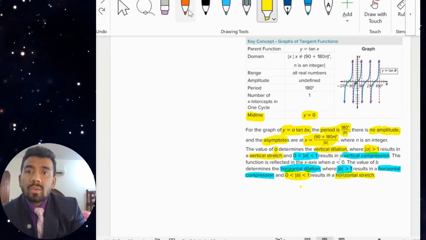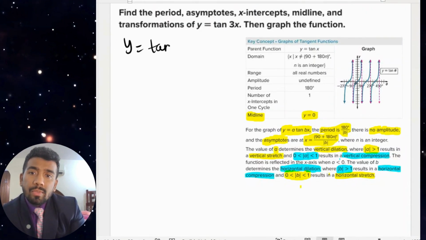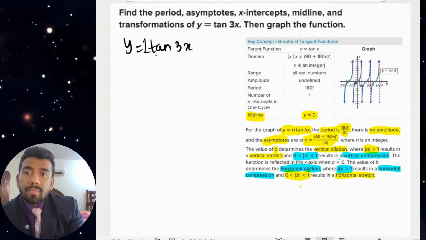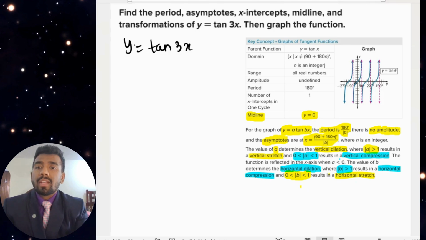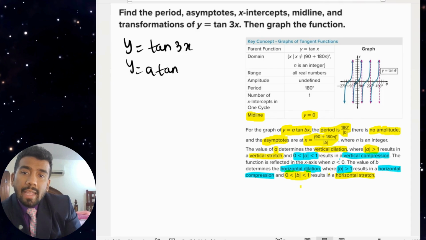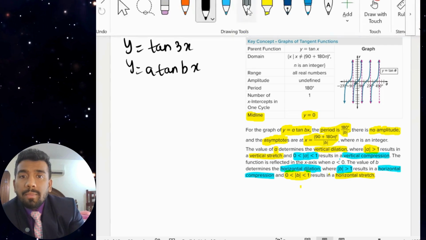So let's start with the first thing. What's y? Y equals tan 3x. Now what's a? As there is no number here, it will be much easier if I compare it with the function. So what's the function? Y equals a tan bx. Now just compare and tell me what's a, what's b.